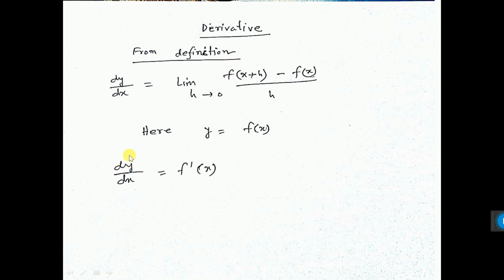This dy/dx is also denoted by f dash x, where f(x) is the function. The differentiation is denoted by f dash x or dy/dx, the matter is the same.